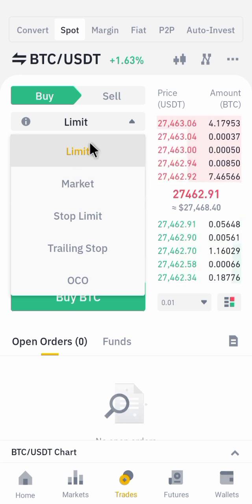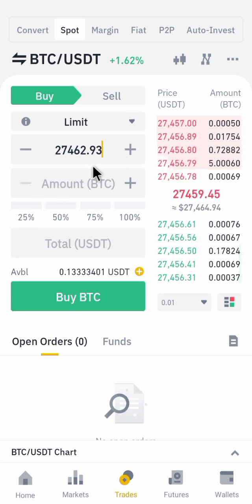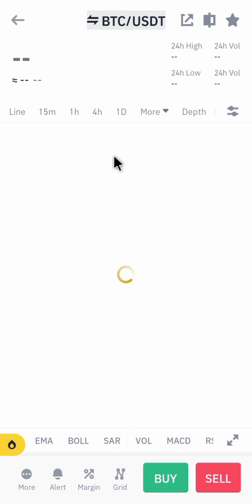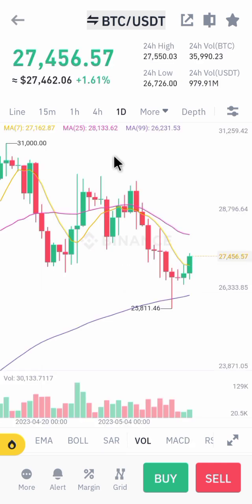Now that it is on limit, from here you can see we have this candlestick chart. The candlestick shows the movement of the price of the asset, the movement of BTC against USDT. Every green candlestick indicates an increment or a buy, whereas every red candlestick indicates a sell or short. So that's how it goes.